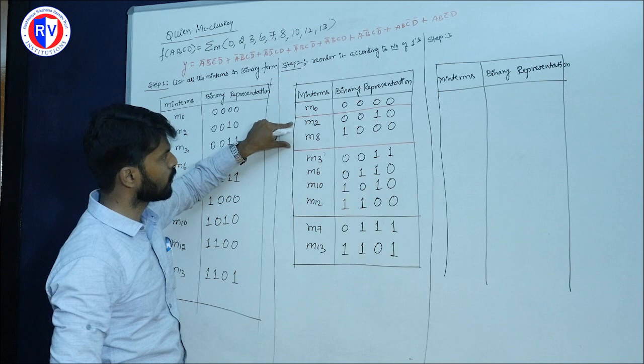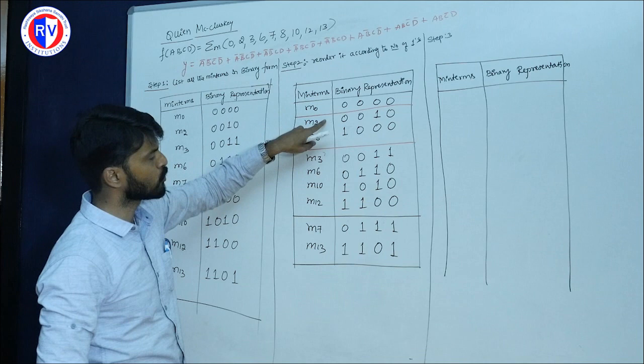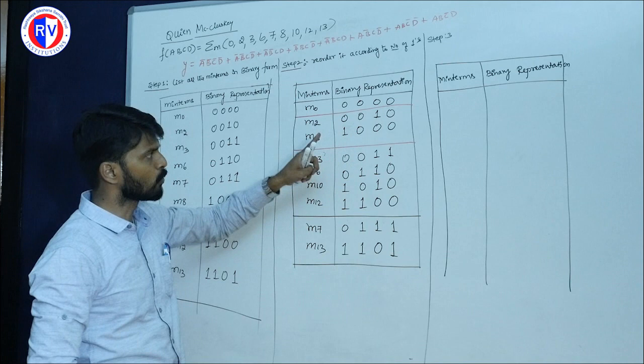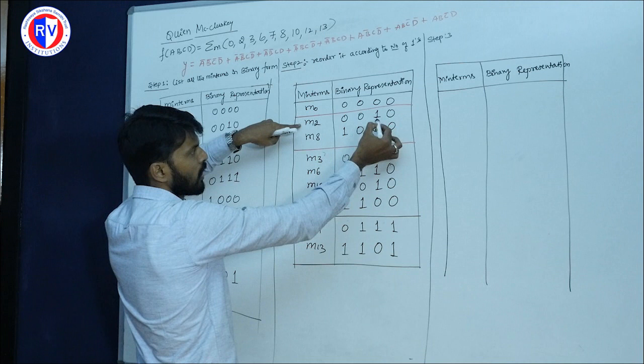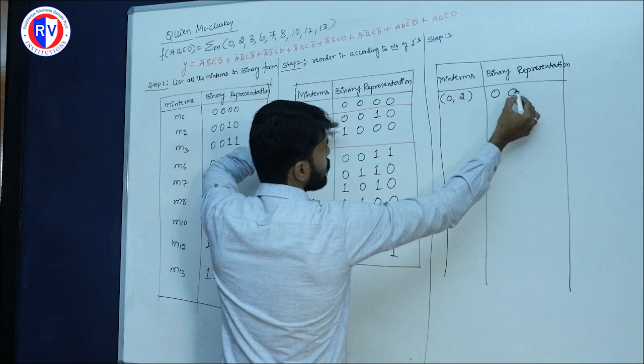So first what I will do, I will compare this term with this term and this term with this term. If there is a 1-bit change between this term and this term, only that has to be entered in the next table. Otherwise, we are not supposed to. So how to do that? M0 and M2 I am comparing. Obviously, there is a 1-bit change. So this is possible to enter to the next stage. That is 0, 2. And there is a 1-bit change. That change I am going to be representing with dash.